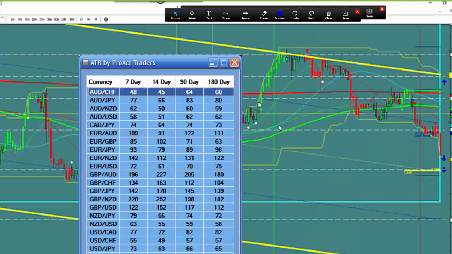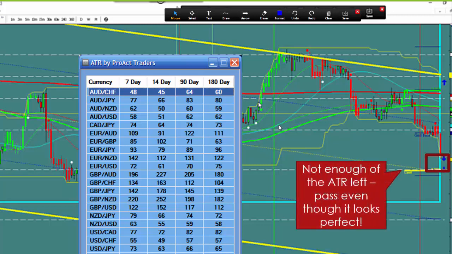All right. Now, here we open up the charts, and what do we see? Looks like a great trade. Look at all that momentum in the market. Wait a minute. There's not enough of the ATR left. I'm going to pass on it. Even though it looks absolutely perfect, they're screaming to the downside. I am not going to take a trade here because this is a high-risk trade with low reward. Your risk is above here, and your reward is right here. I'll pass on that trade.